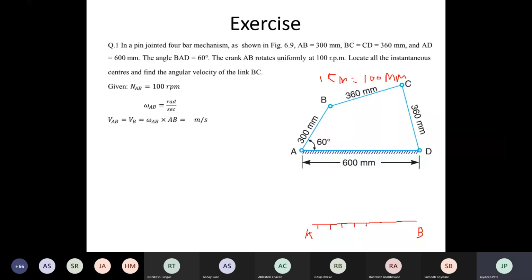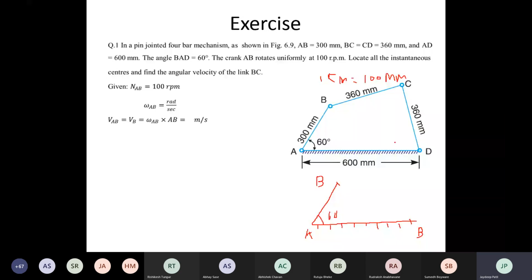Now next, you have to take out this BAD angle at 60 degree, and you have to draw randomly one line at an angle 60 degree. Okay, but the distance of that line is given 300. 3 centimeter पे यहाँ पे भी आ जाएगा.